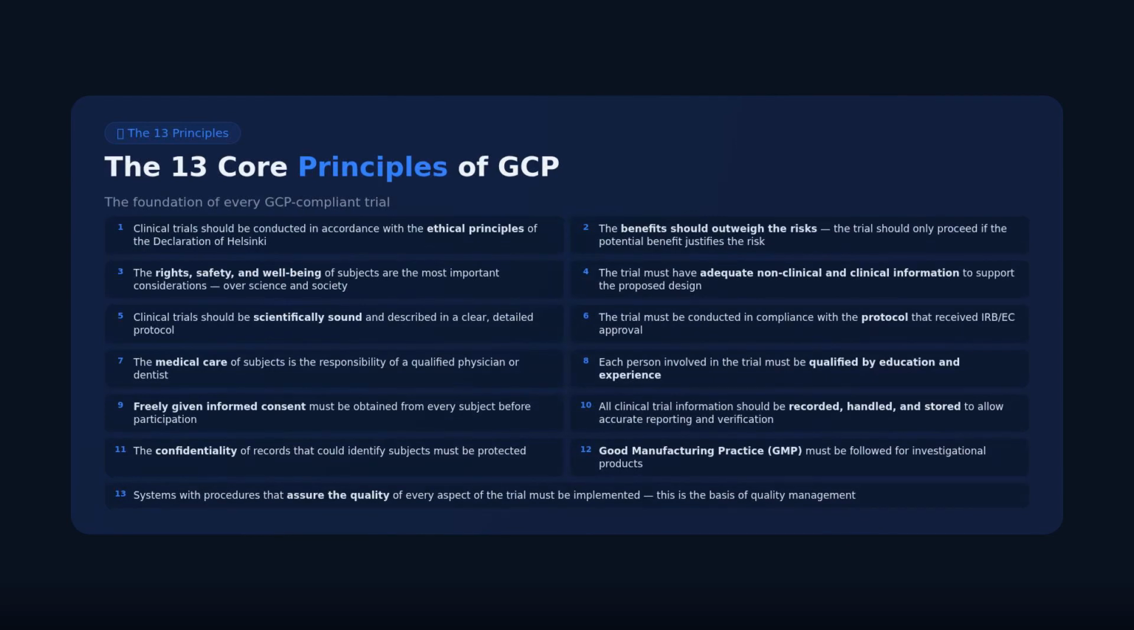GCP has 13 core principles. Trials must follow the Declaration of Helsinki. Benefits must outweigh risks. Subject rights and safety come first. Adequate information must support the trial. The trial must be scientifically sound. It must follow the approved protocol.